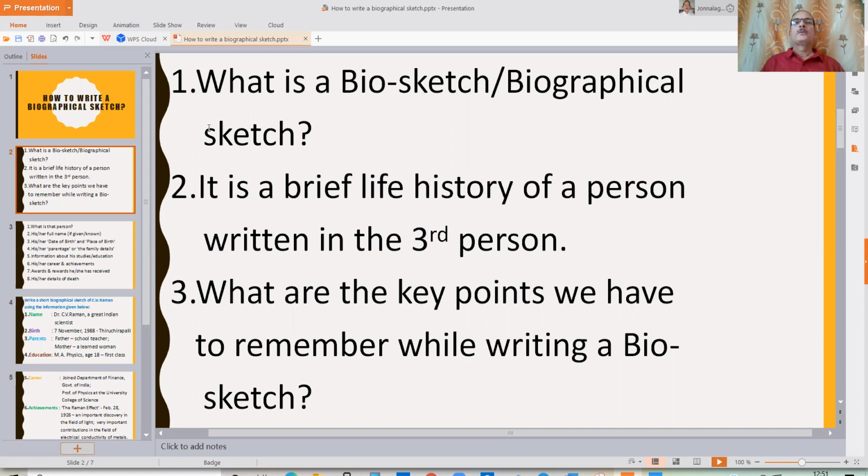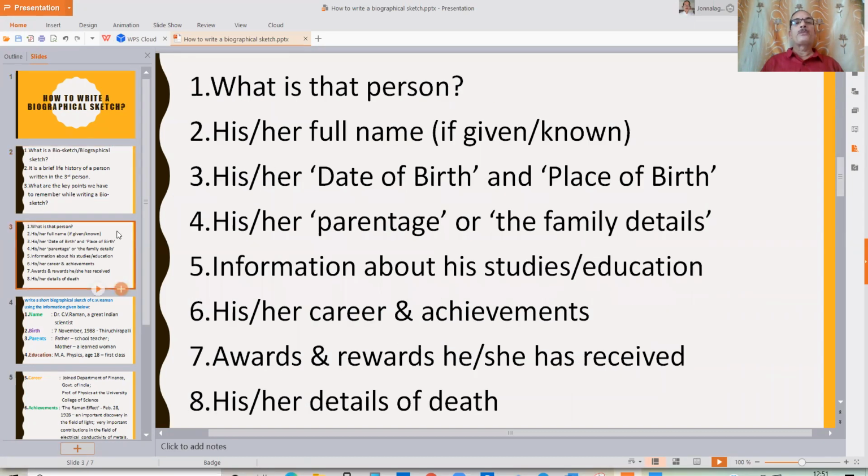Students, what is a bio sketch? First of all, it is a brief life history of a person written in the third person by somebody else. So this is what is called a biographical sketch. And what are the key points we have to remember while writing a biographical sketch? Let us try to analyze them.